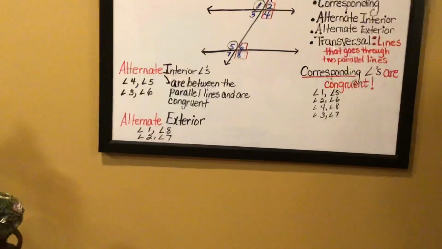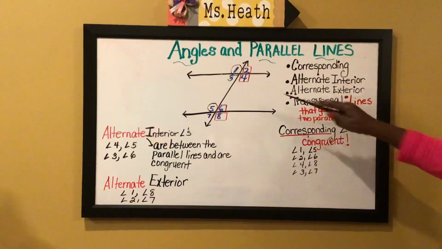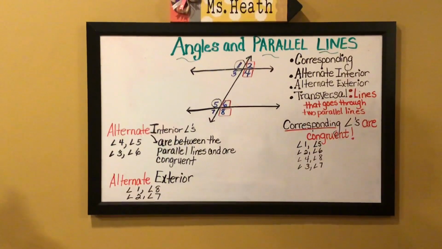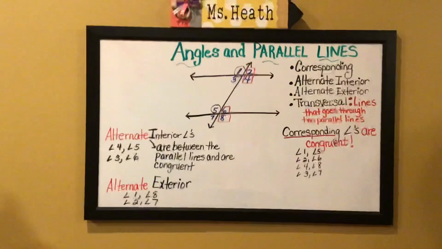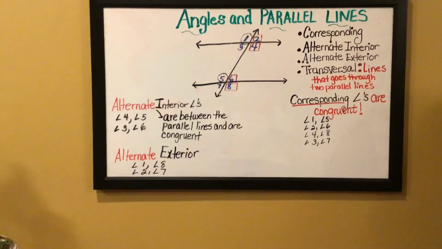Remember that alternate exteriors are 4 angles that are outside the parallel lines. Alternate exterior will be your 4 angles outside of the parallel lines, and always think of alternate as opposite sides of the transversal, and they're all congruent.